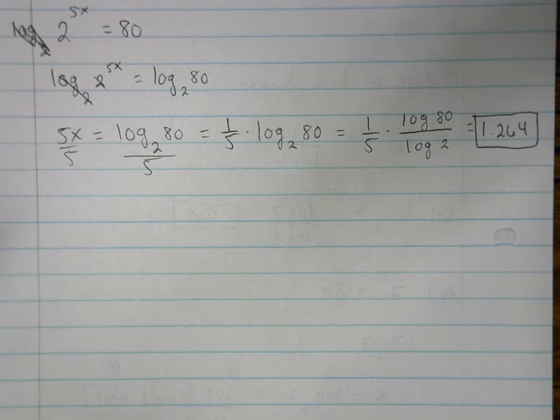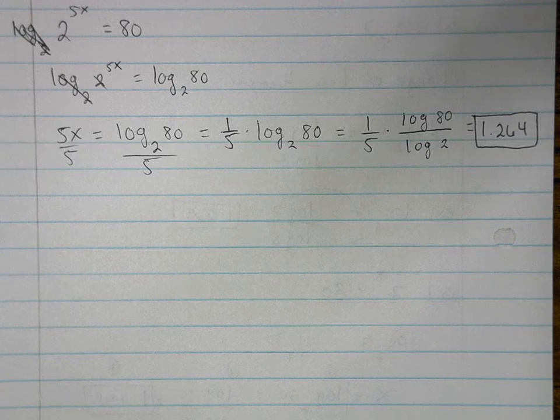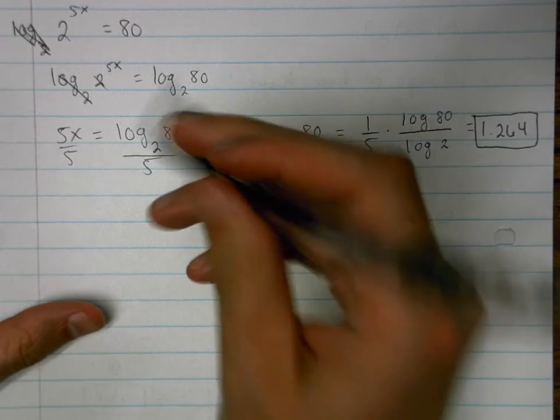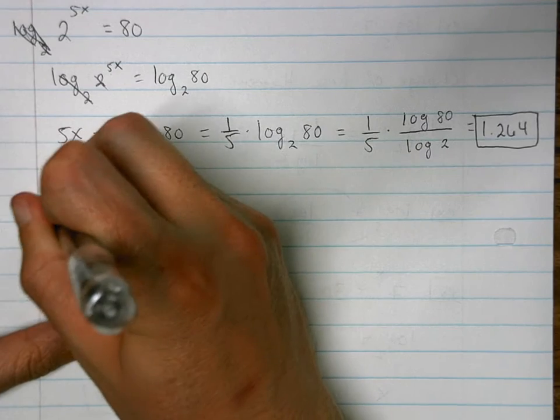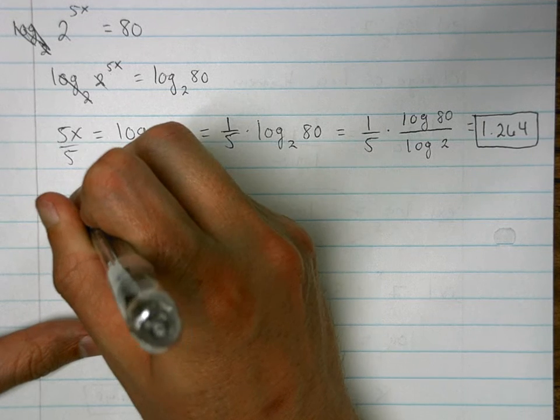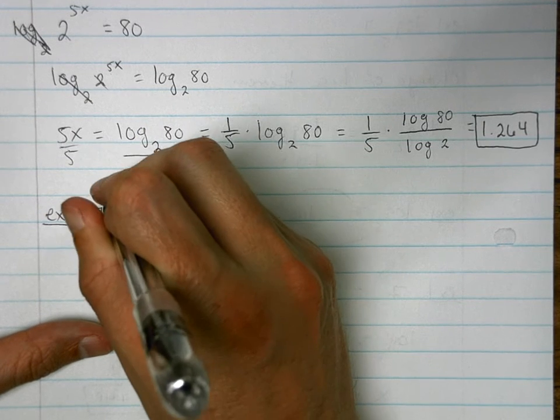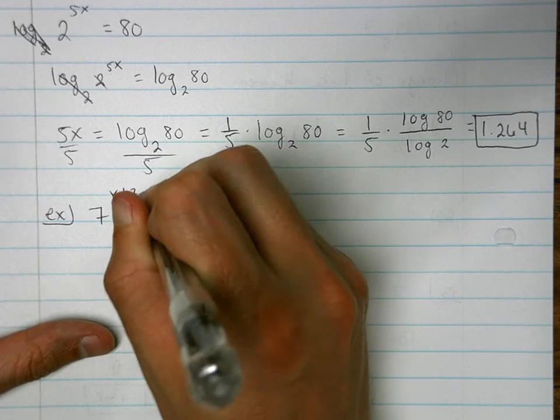Okay. Two more before we're done with this part. Another example. 7 to the x plus 2 equals 32.